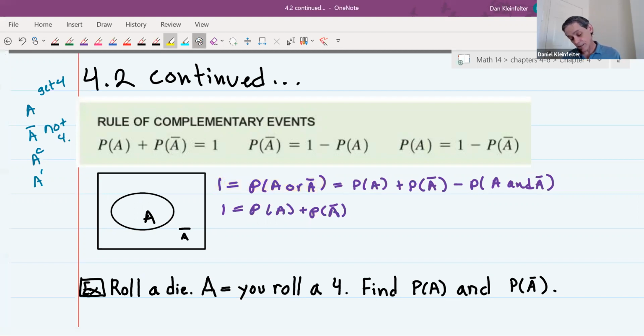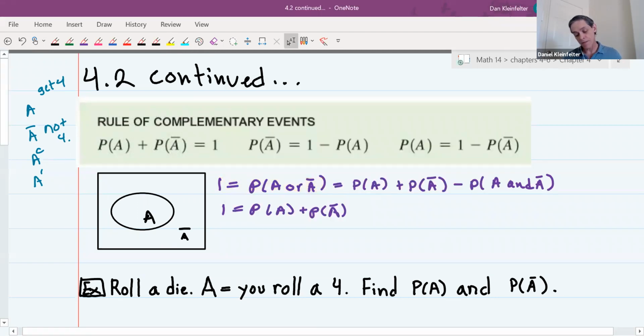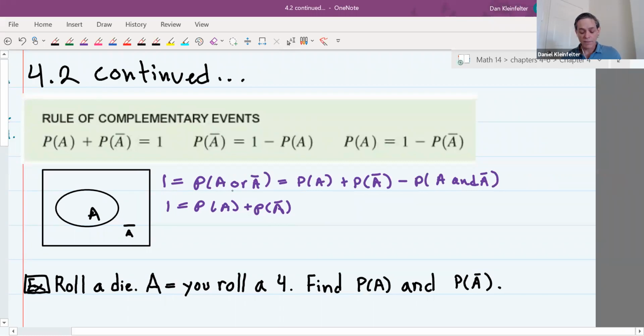So then continuing on, looking at the right side, using our OR formula, that means that the probability of A or A complement is the probability of A plus the probability of A complement minus the probability they both occur. But as you know, A and A complement are mutually exclusive, so their probability is going to be 0. So then it just simplifies down to the probability of A plus the probability of its complement equals 1.